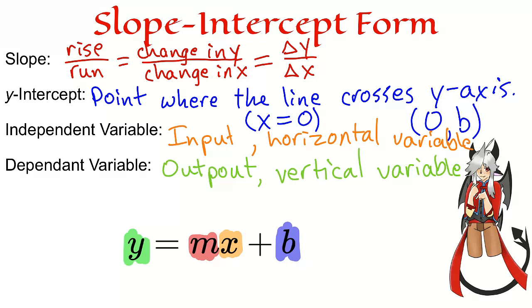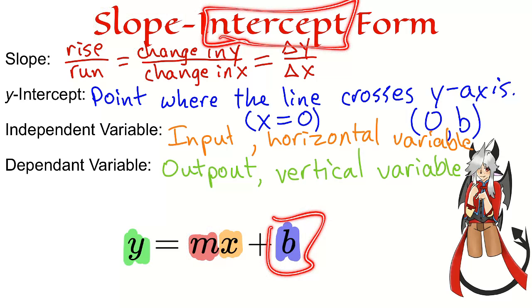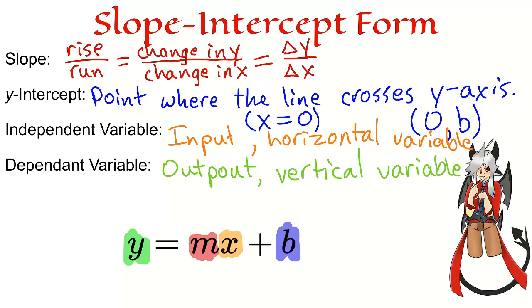Okay? So that is the slope-intercept form of the equation. Slope, rise over run, y-intercept. This is why it is called slope-intercept form. Questions?